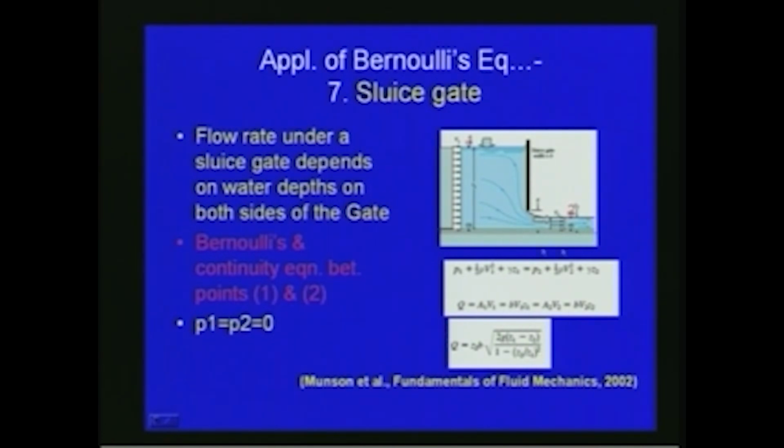Here the bottom of the sluice gate is considered as the datum, and Z1 is the depth at section 1, and Z2 is the depth at this particular location at section 2. So, for this also P1 equal to P2 equal to 0, and then by using the Bernoulli's equation and continuity equation we can find the discharge passing through the sluice gate. So, this is one of the applications as far as open channel flow is concerned.